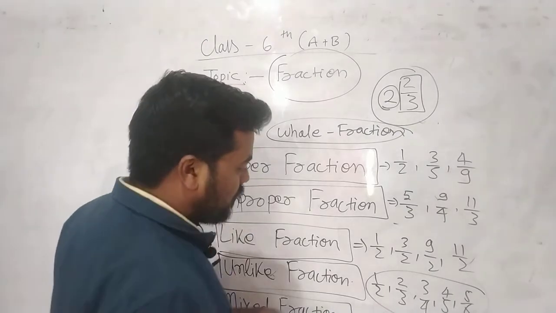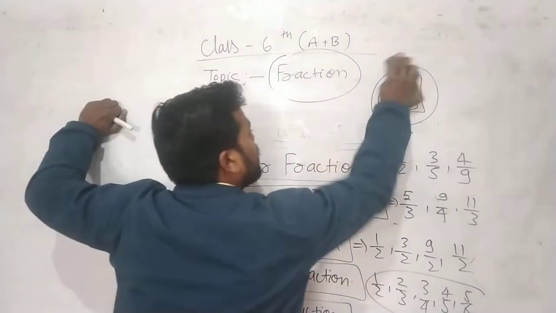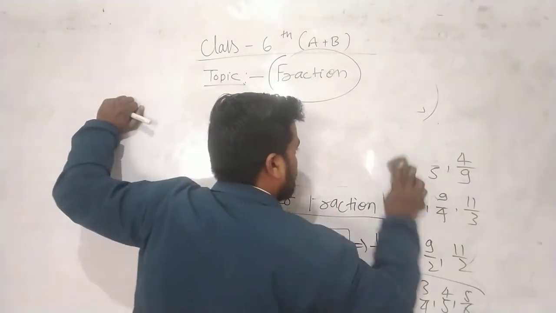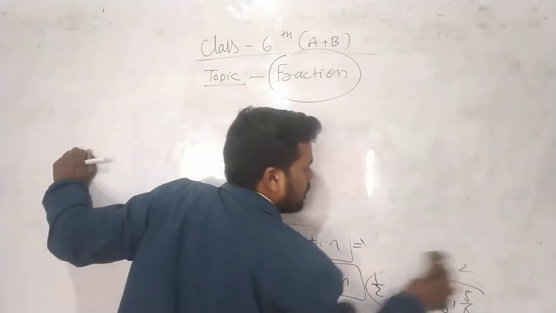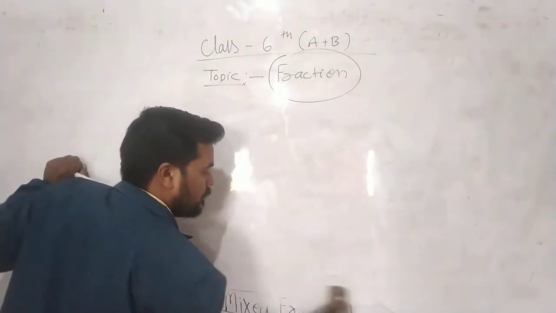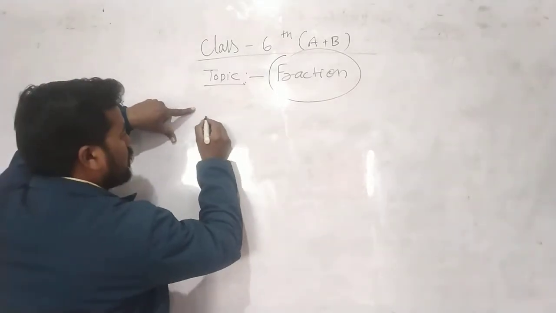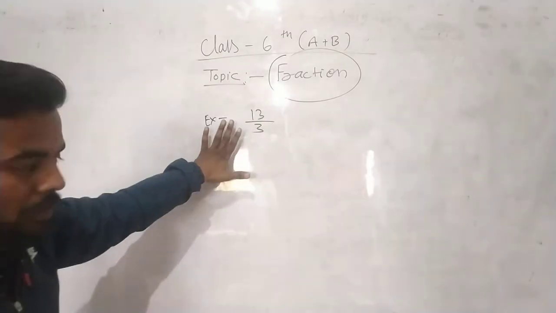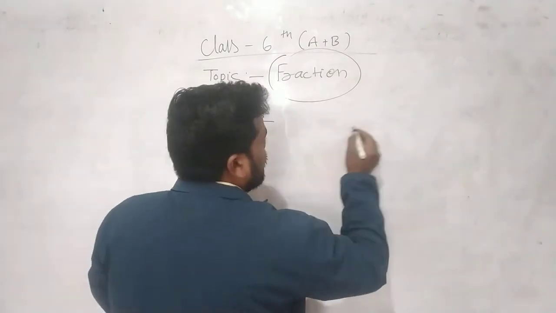Okay, so let's change some improper fraction into mixed fraction. Okay, let's take an example. 13 upon 3. Okay, this is an example of improper fraction, and only improper fraction you have to change into mixed fraction. How? Divide 13 by 3.